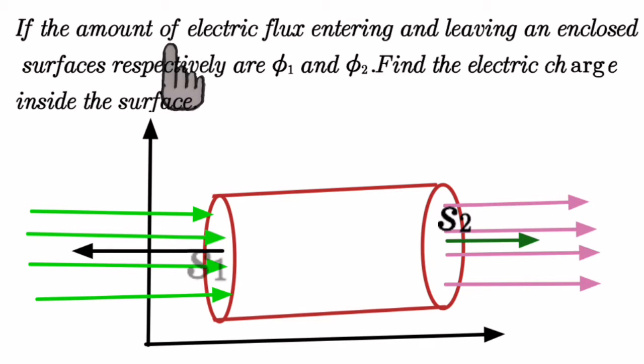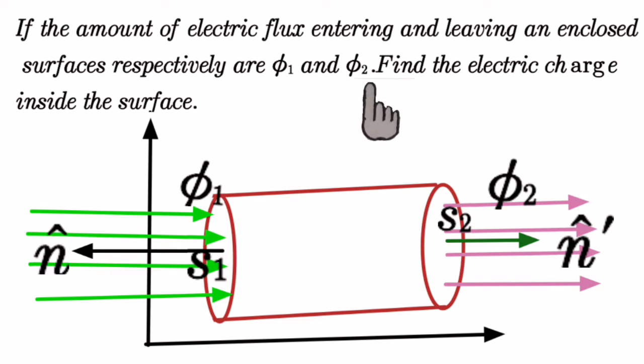Here the question is, if the amount of electric flux entering and leaving an enclosed surface are phi1 and phi2 respectively, find the electric charge inside the surface. Now see, we consider a cylinder so that phi1 is the flux entering into the cylinder through surface S1 and phi2 is the flux leaving the cylinder through S2.